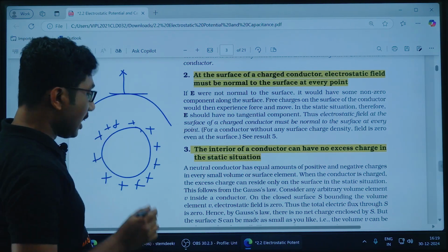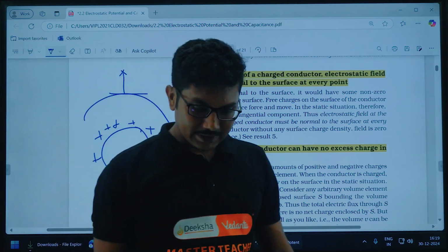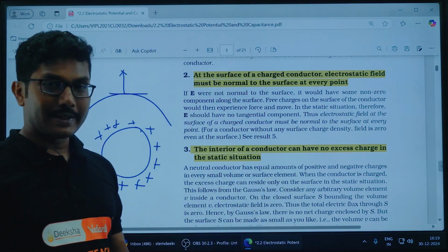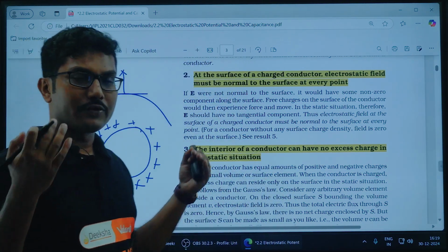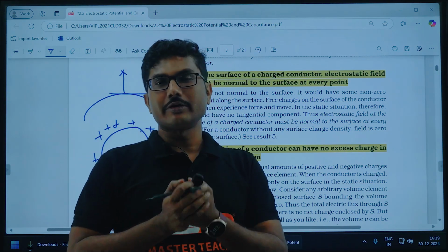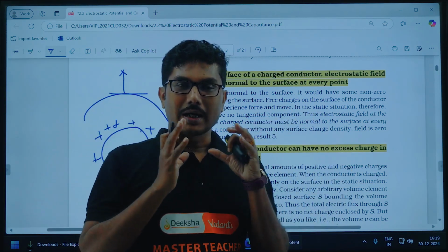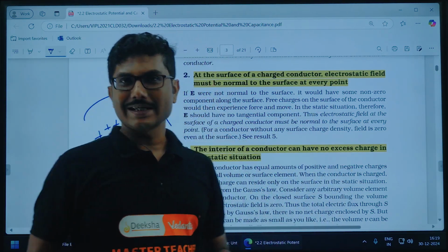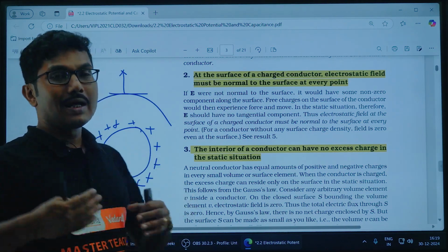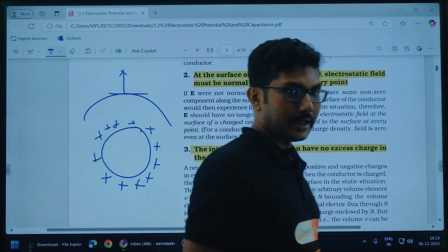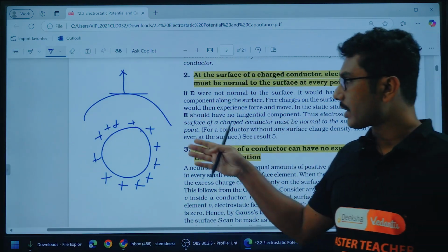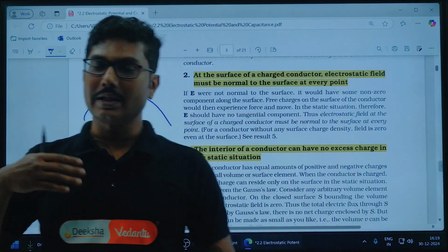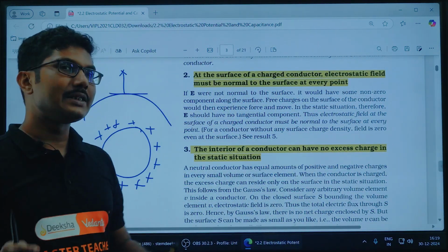No excess charge. Excess charge means, in the sense that normally a material consists of electrons and protons, right. So electrons and protons are cancelling each other. So what is excess charge? Something that charges a conductor, right. Whatever electrons and protons are there inside the conductor, they are cancelling each other, they are balancing each other.